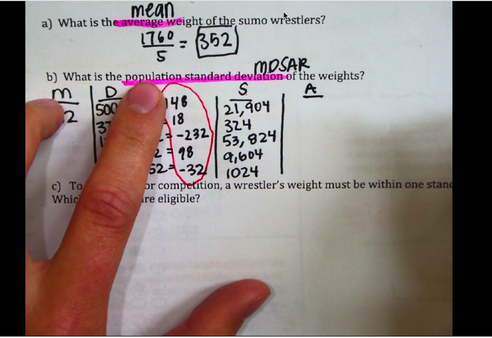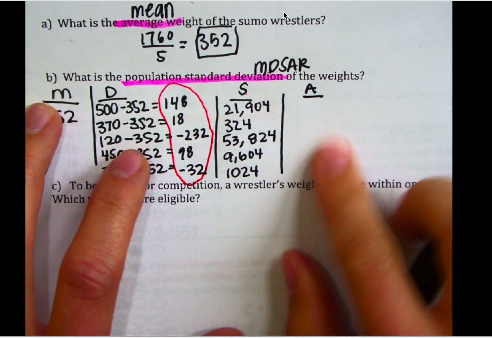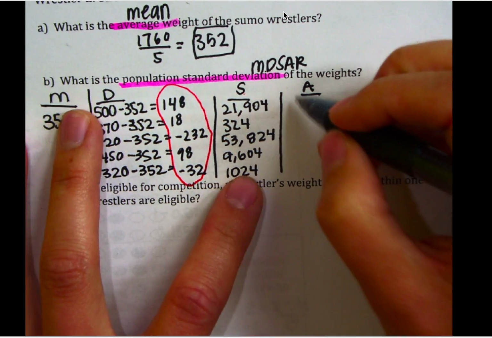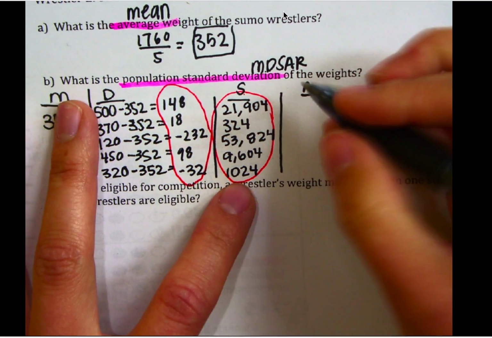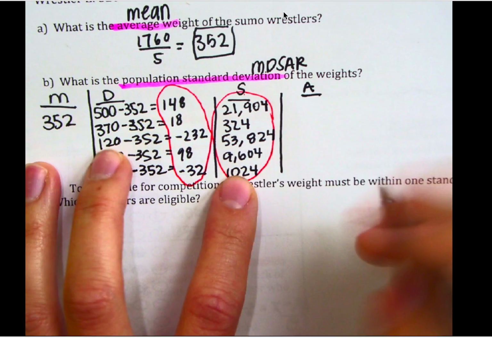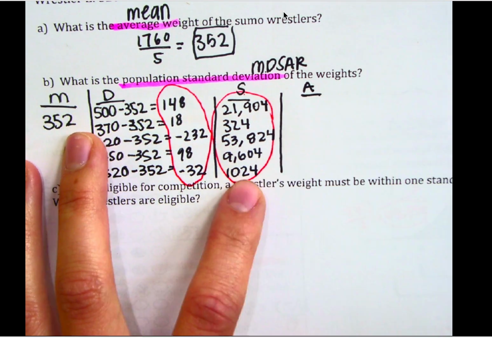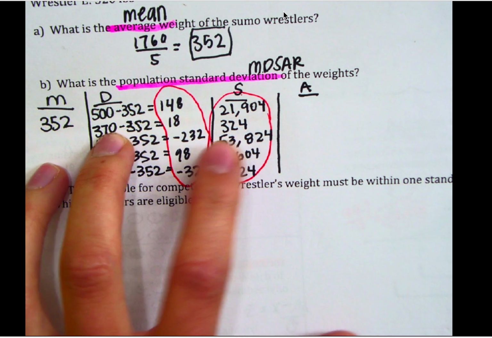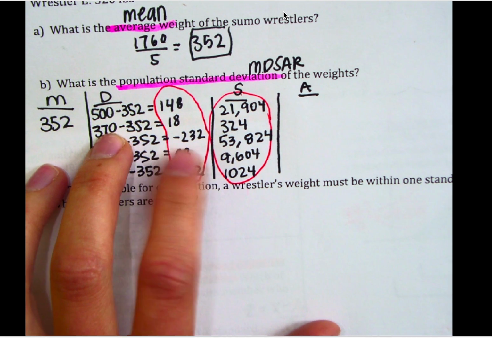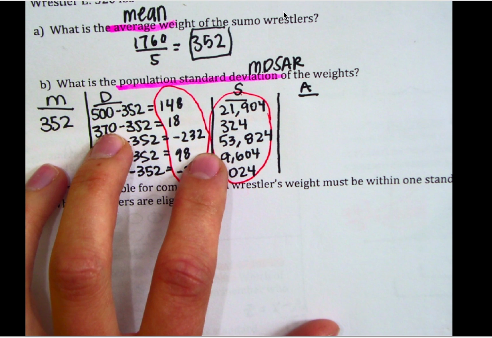Step 4, A stands for average. Since they asked for population, I just find my regular average. So I'm going to be adding all of these numbers and then dividing them by 5. So I'm going to add these. I'm not going to write it out just because of time. I'm adding 21,904 plus 324 plus 53,824.